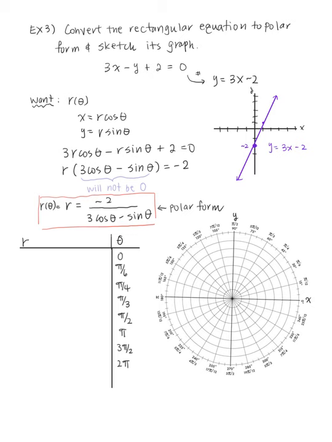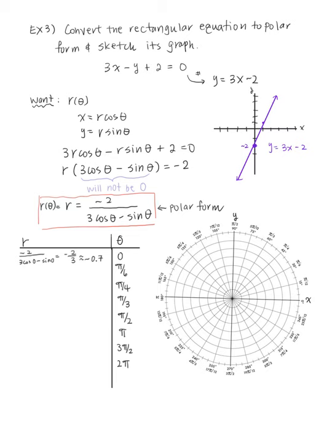Next, what we're going to do is find the corresponding value of r when theta is 0, pi over 6, and so forth. All right, so let's start from 0. When theta is 0, we have negative 2 over 3 cosine of 0 minus the sine of 0, which is negative 2/3. And this is approximately negative 0.7-ish. I am converting into a decimal form because I need to plot each point along the radial line.